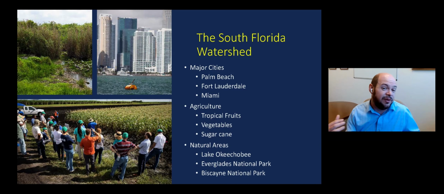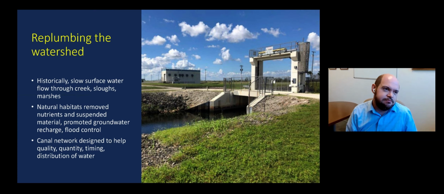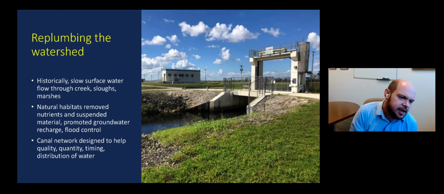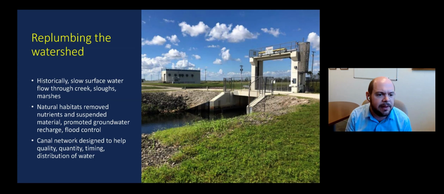Like I mentioned earlier, we're really good plumbers, and we've probably done more as a society to plumb our watershed in South Florida than maybe anywhere else in the United States, maybe anywhere else in the world. I don't know. It's definitely in the top 5, at least, I'd say. Historically, slow surface water would flow through creeks, sloughs, and marshes, flow through the Everglades National Park, and eventually make its way to coastal environments. Natural habitats along those flow paths removed nutrients, settled suspended material, promoted groundwater recharge, and controlled flooding.